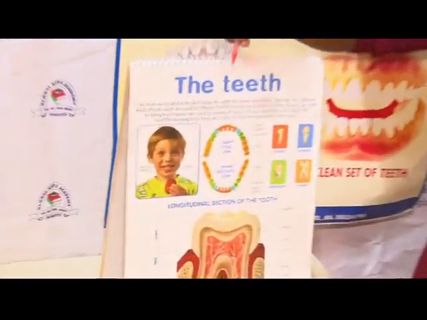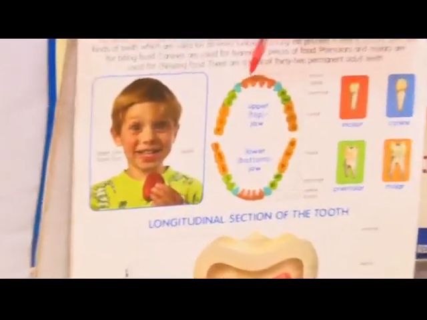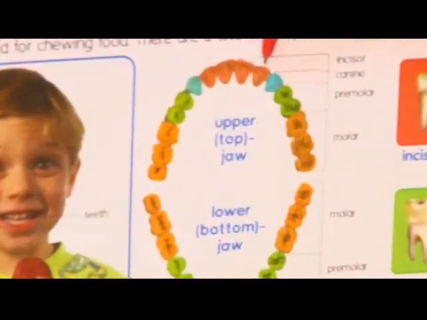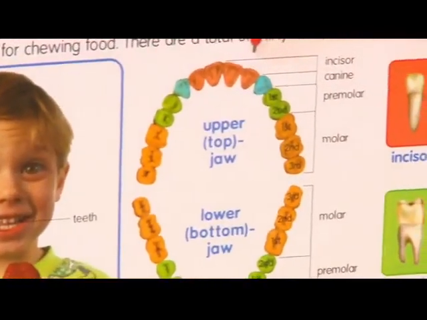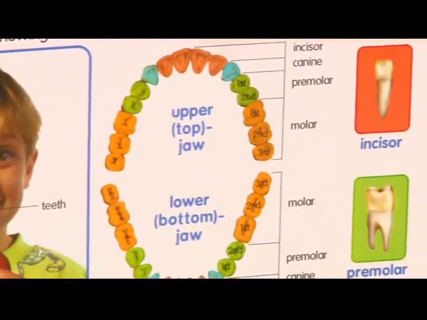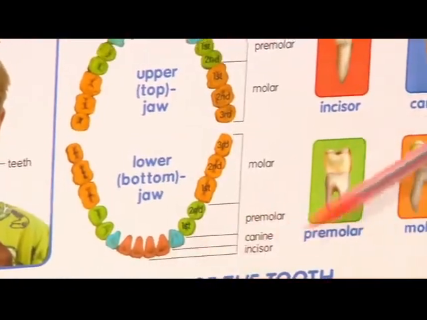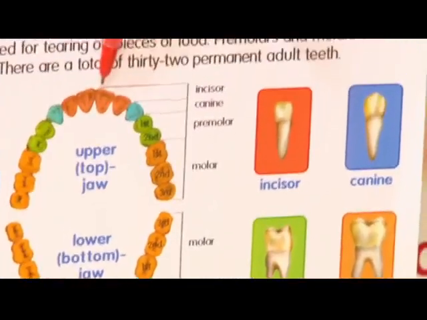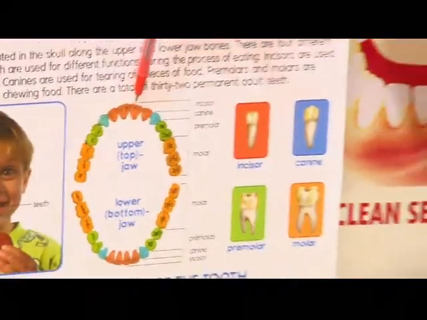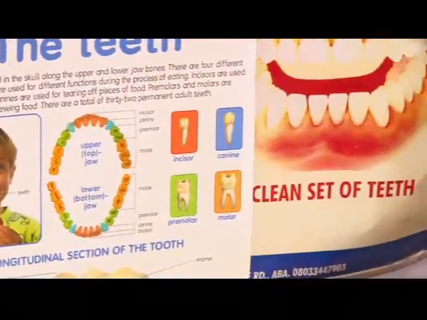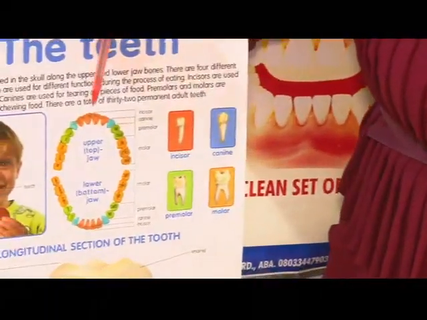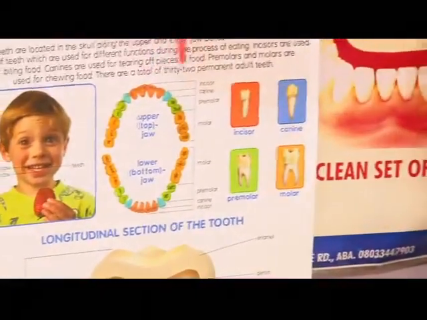Let's take a look at this diagram here. You see these first front teeth are the what? The incisors. There are 8 in number. We have 4 in the upper jaw and 4 in the lower jaw. The incisors are used for biting and for cutting. The incisors, I repeat, are used for biting and for cutting.